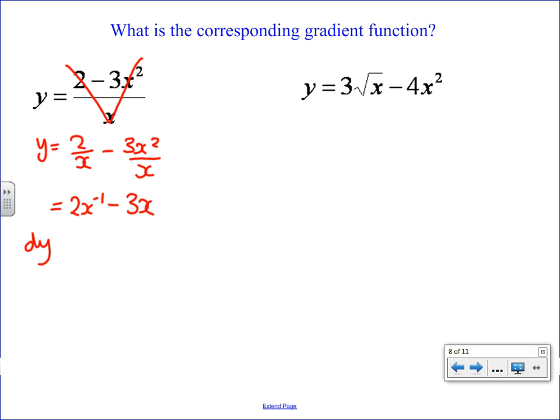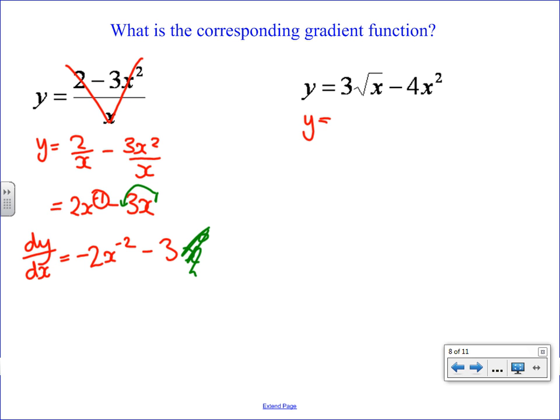So dy by dx, working with x beforehand, is bring down that power: minus 2x to the minus 2, and then minus 3. Yep, because you've got a 1 here, 1 times minus 3 is minus 3, then you get an x to the 0, but we don't bother writing x to the 0 because it's 1. Yep.